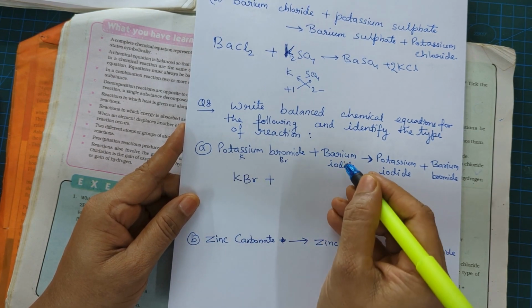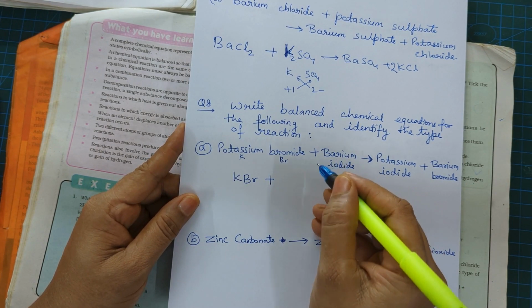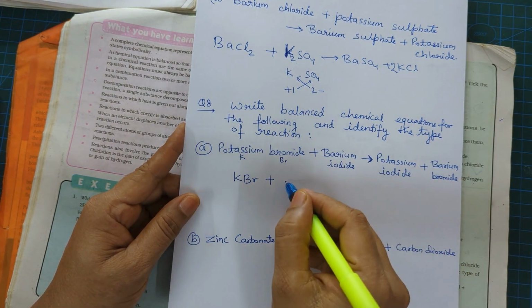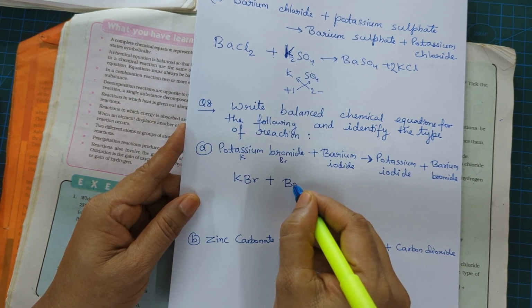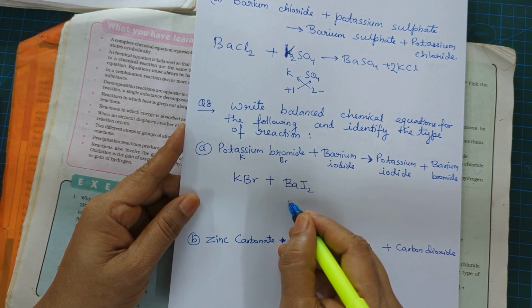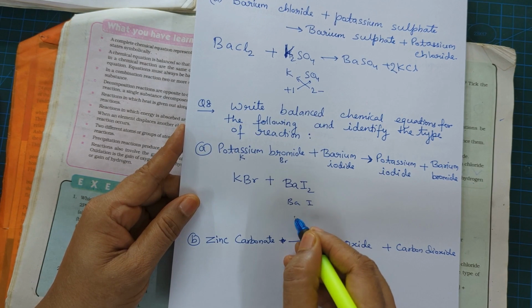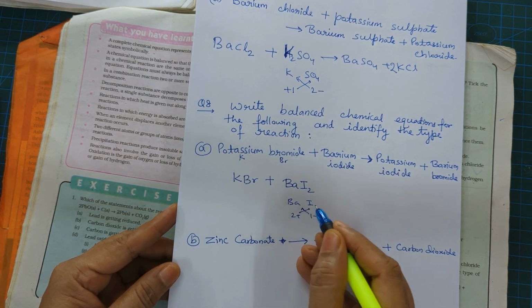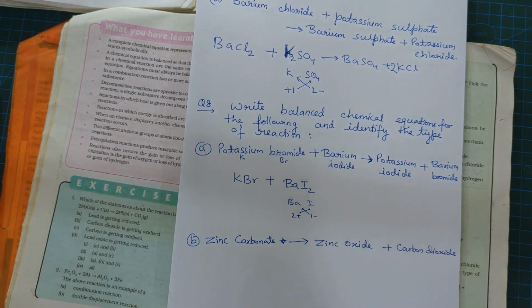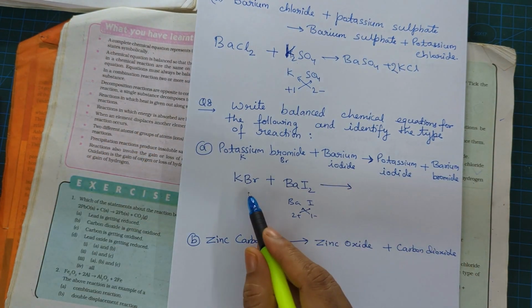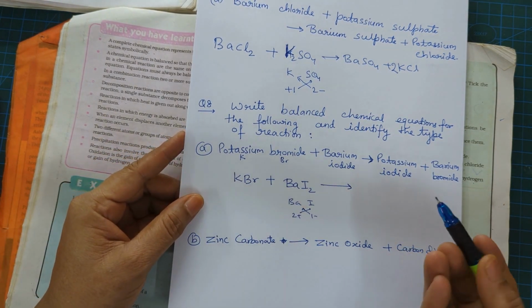plus barium iodide. So barium is 2 plus, iodide is single oxidation state. So this is barium Ba, and this is I. This is 2 plus and this is 1 minus. So go for crisscross to identify how the compound looks like. So then this on reaction, it is kind of double displacement.